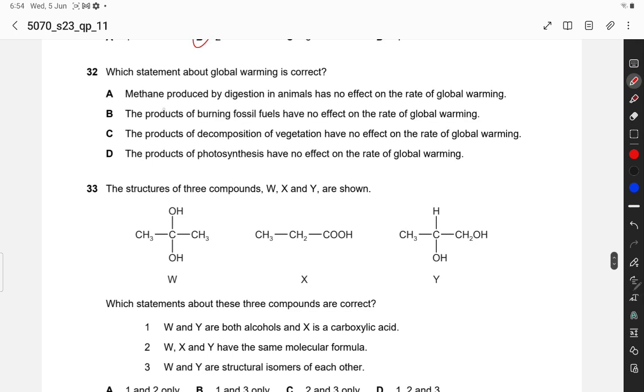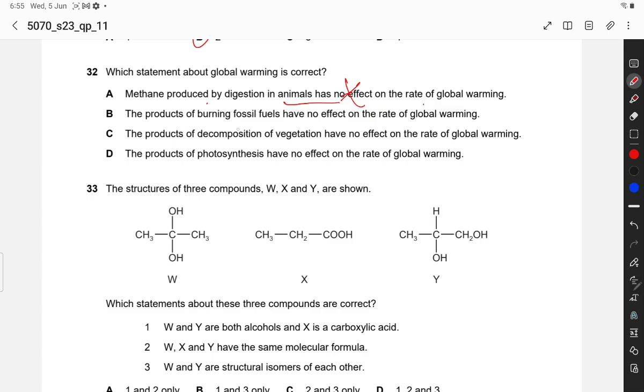Which statement about global warming is correct? A: Methane produced by digestion in animals has no effect on the rate of global warming. Methane is produced by the digestion in animals, and it has an effect on the rate of global warming. So this is an incorrect statement.